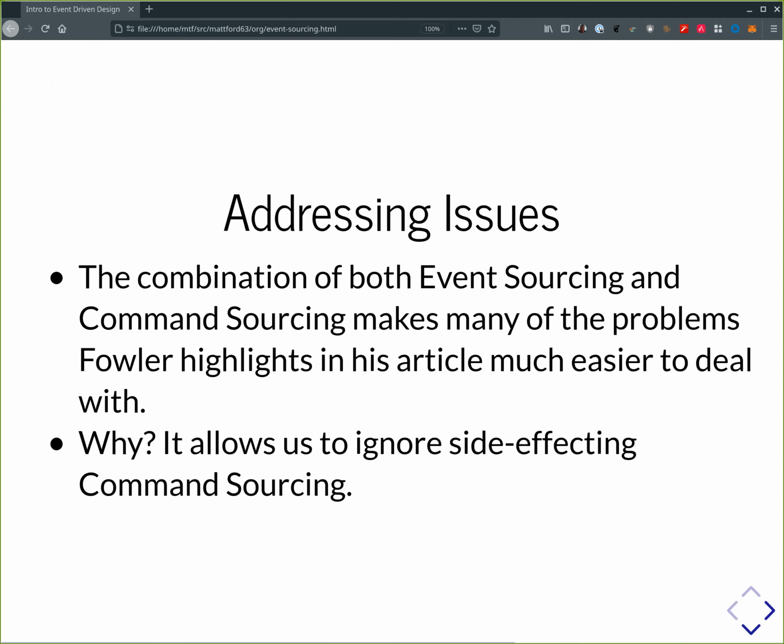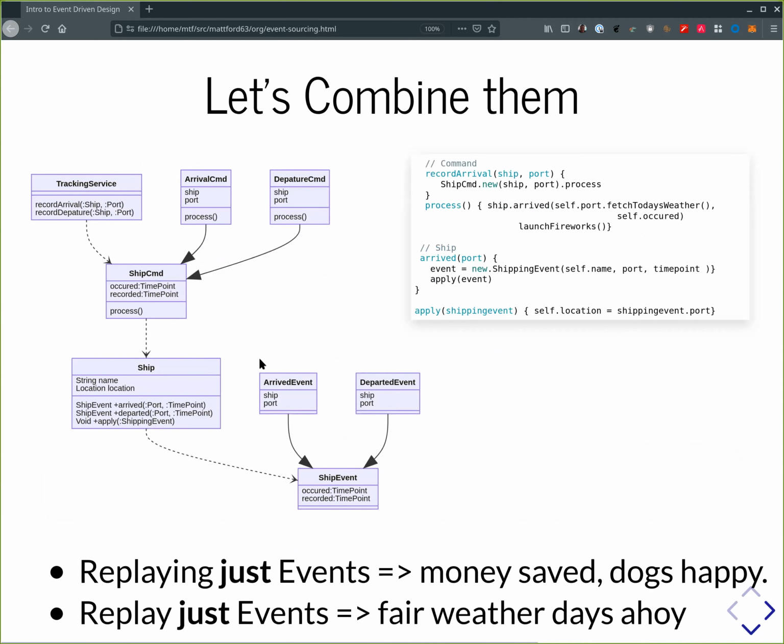To fix that, I think the community has separated out this command and event sourcing idea. So you can combine these two patterns, and you can have the tracking service write out the shipping command, which is the arrival command here, to its command log, and then the ship itself can also just use its internal event sourcing pattern to record all its state changes.